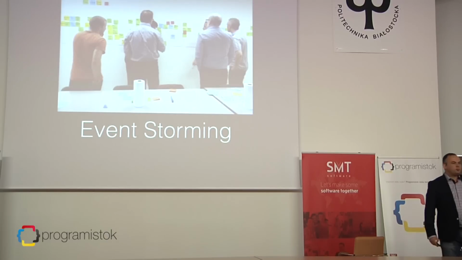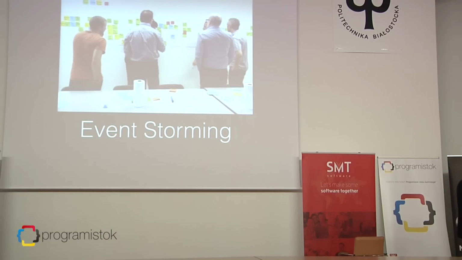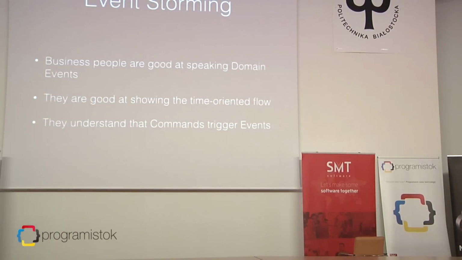There's this idea of event storming which we once tried, and I think it's interesting. You bring some people to the room, and we put notes on the wall, and the notes represent events that are happening in the system. And it's actually interesting because it seems that business people are good at thinking and speaking about domain events, which is an idea from DDD, and a huge part of DDD. Customers and business people are very good at showing the time-oriented flow.